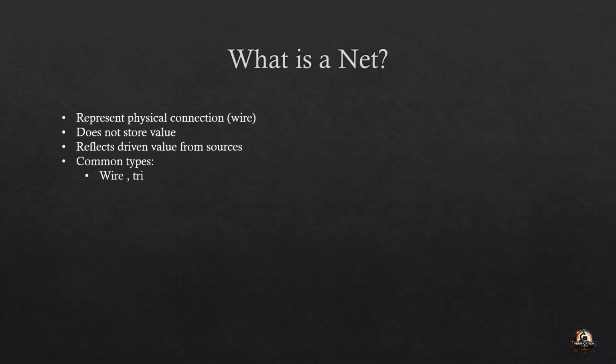Some examples are wire and tri. We have many more examples, but we rarely use them. Most of the common usage is wire and tri. If I take a real life analogy, think of it like a water pipe. It does not store the water, it just carries whatever flows through it. That exactly is how a net behaves.